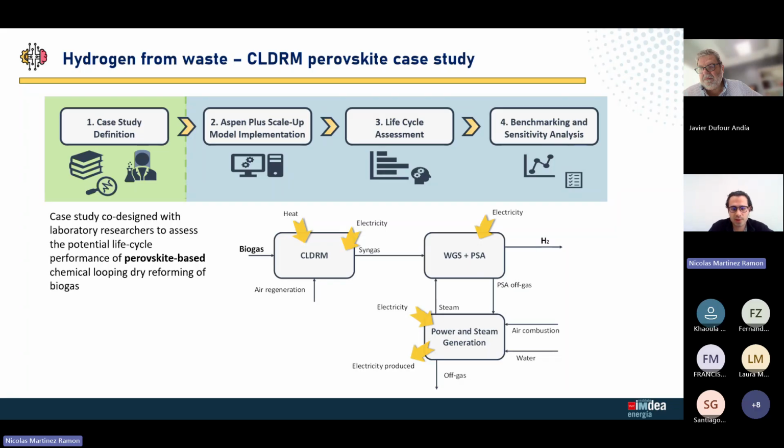So at the bottom, you can see the concept for the simulation that we propose. First, we have the chemical looping dry reforming section, in which the syngas is generated, then the water gas shift and pressure swing adsorption sections to purify this hydrogen. And the PSA off-gas, we sent to a power and steam generation section in which we were able to produce some electricity and steam for the water gas shift section.